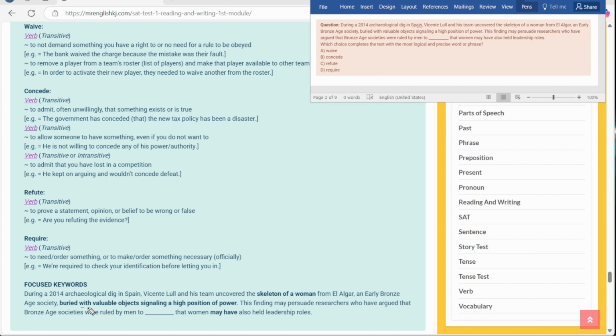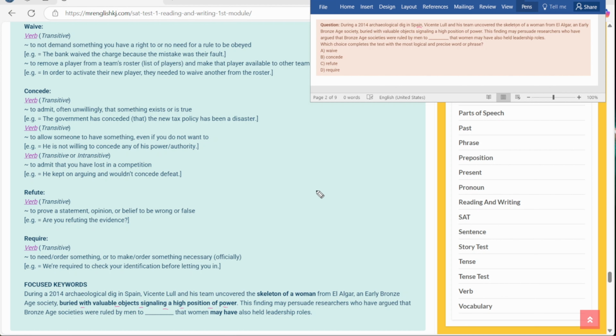That skeleton was buried with valuable objects, signaling a high position of power. Meaning to say, overall the text is talking about how in ancient times, especially in the West, people believed that men were ruling, they were the main. So they found a skeleton of a woman when they were digging ancient graves, and that skeleton had lots of valuable things. It denotes that she belonged to a higher position, means she was a powerful woman. She had higher status, authority in society.